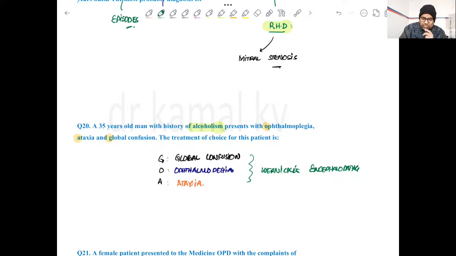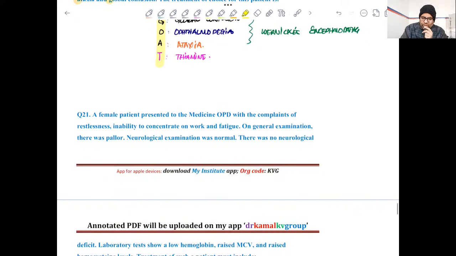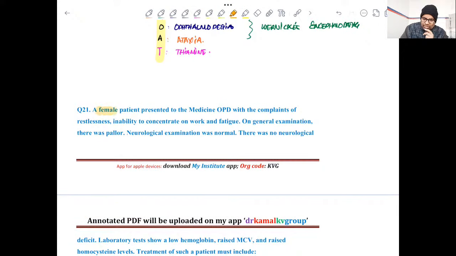And I would like to add another word here to complete the mnemonic. This is thiamine. Clear? So you can remember this mnemonic, and I think all of you must be knowing that as well. Now, a lady presented with restlessness, inability to concentrate on work, and fatigue, and there was pallor. So I think there is something related to anemia here.